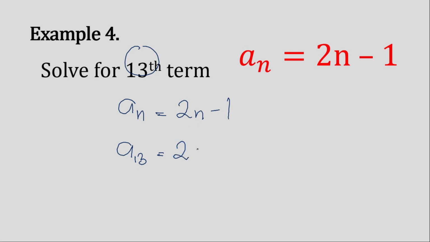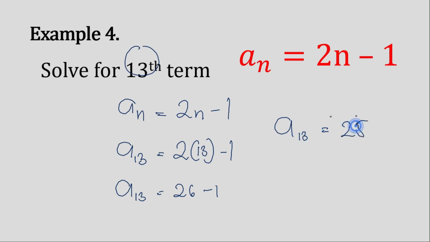So 2 multiplied by 13 minus 1. So the 13th term is 2 times 13 is 26 minus 1. So a sub 13 is 25. So that is our 13th term.